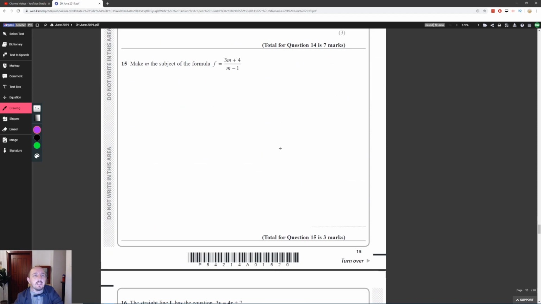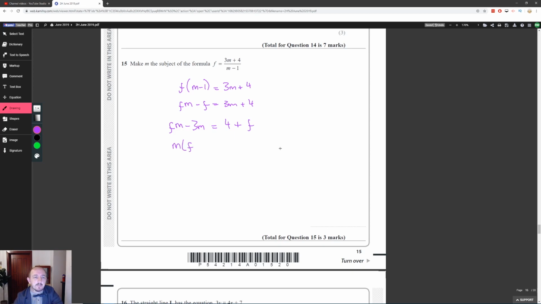Question 15, we're going to make m the subject. So we're going to multiply through the denominator to get rid of that. And you'll notice we've got an m on both sides, so we need to expand this whole thing, collect the m on one side, so it doesn't matter which way round, but we'll choose the left, so we'll do fm minus 3m, and I'm going to take the negative f over the other side to get 4 plus f, or f plus 4, it doesn't matter.